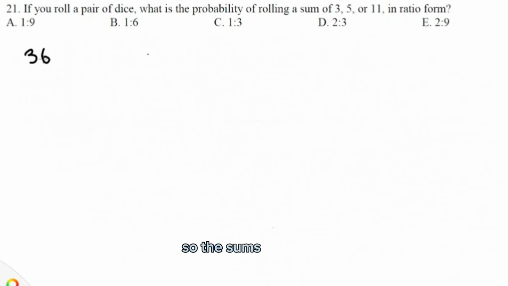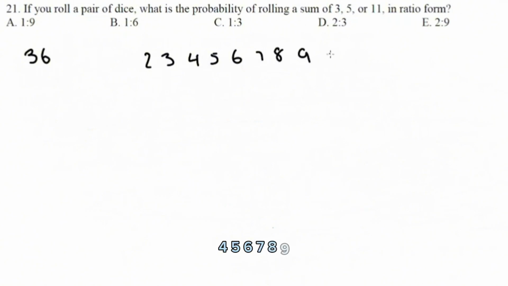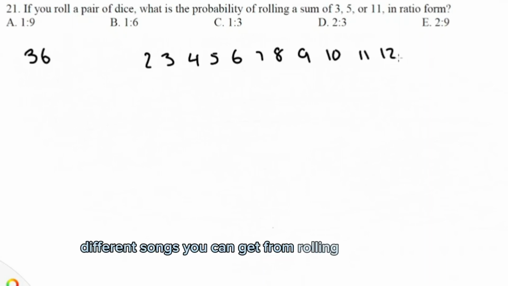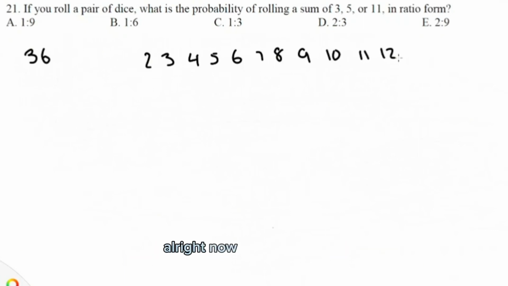So the sums are 2, 3, 4, 5, 6, 7, 8, 9, 10, 11, and 12. These are the 11 different sums you can get from rolling a pair of dice. The reason there is no 1 is because when you have two dice, you can't have the number 1. Alright, now let's see. What is the amount of combinations for each of these numbers?